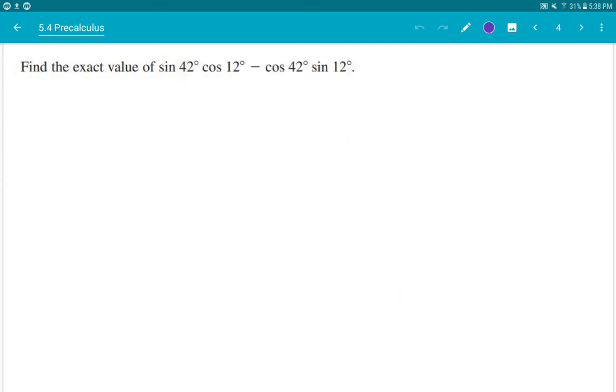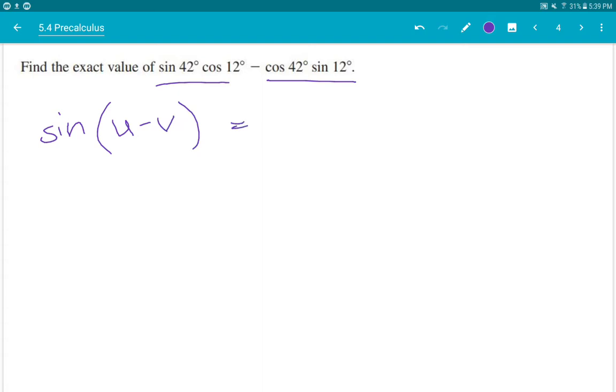All right, here we're going to find the exact value of sine 42 cosine 12 minus cosine 42 sine 12. All right, so now you have to identify which of the identities this follows. Since we have a sine and cosine in each of those, I know it's definitely going to be sine. Now is it going to be u plus v or u minus v? So it's definitely going to be u minus v.